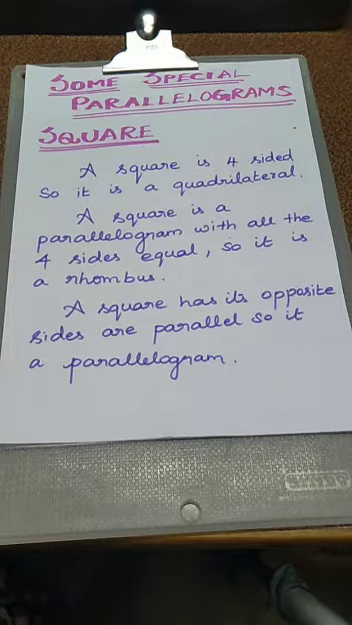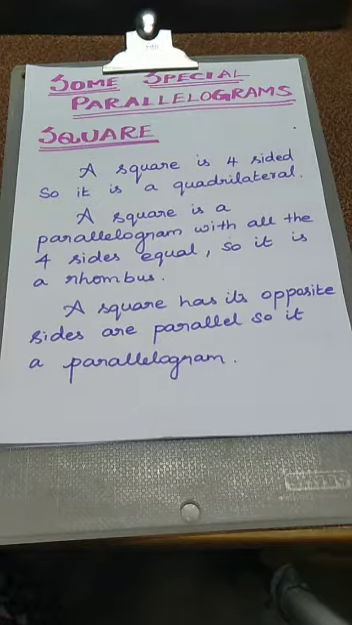Already we know the property of a square. What are the main properties of a square? In a square, all the sides are equal, all the angles are equal, the diagonals are equal in length, and the diagonals bisect each other. All the angles are 90 degrees. These are the properties of a square. Now we are going to discuss some special parallelograms.